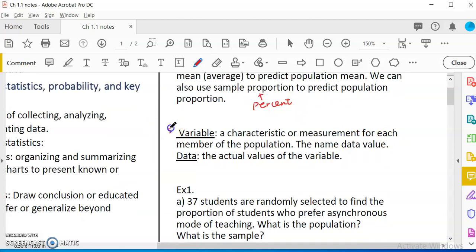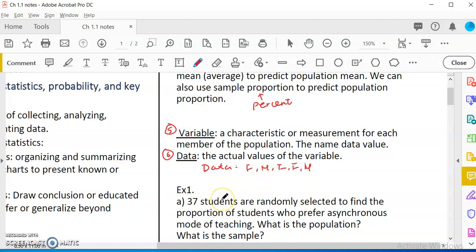And then the next 2 terms, 5 and 6, are variable and data. Variable is the characteristic that you want to collect. It's the name of the data. So for example, I want to know age. Age is the variable. If I'm collecting gender, so I want to know what percentage is male or female, the variable is gender. It's actually the name of the data value that you are collecting. Data are the actual data values. So if you are collecting age, it will be 19, 20, 25, 32, like that. And if you're collecting gender, the data would be female, male, female, female, male, like that.